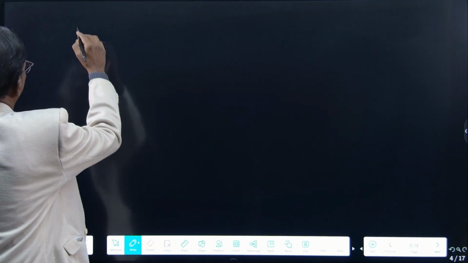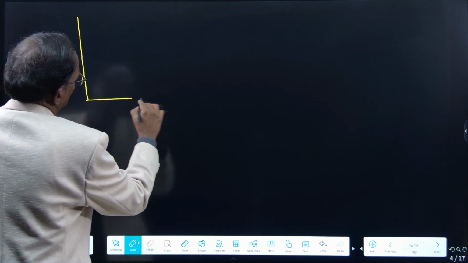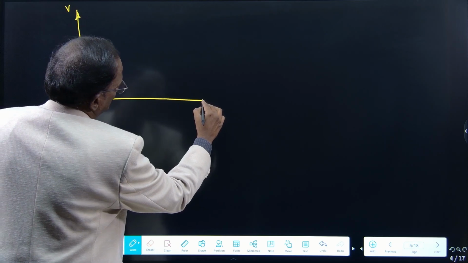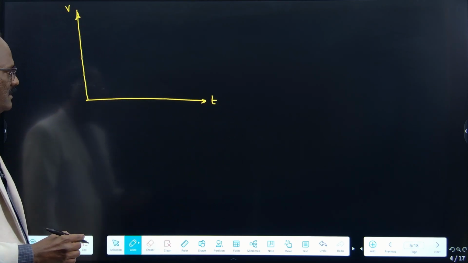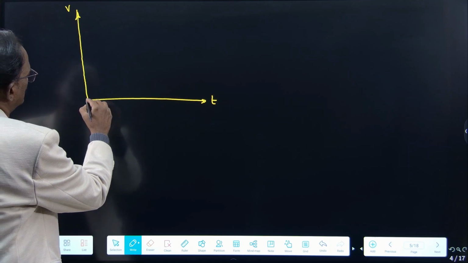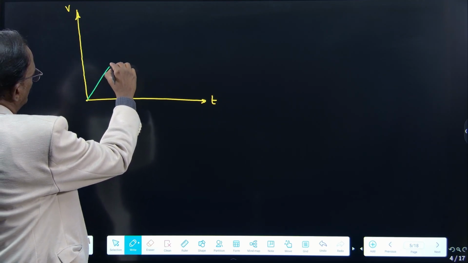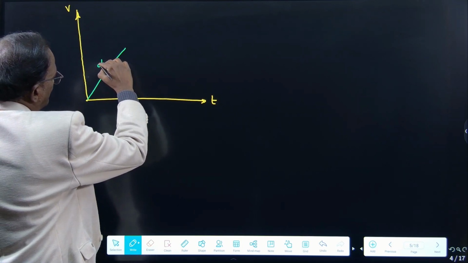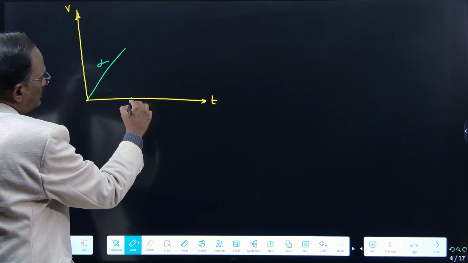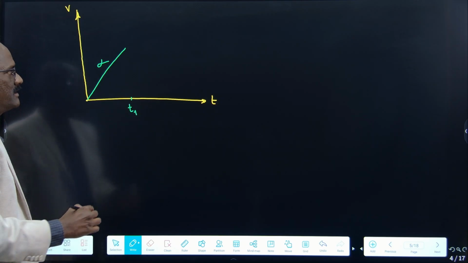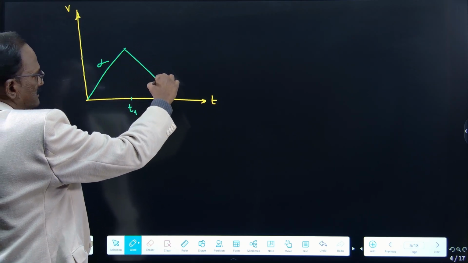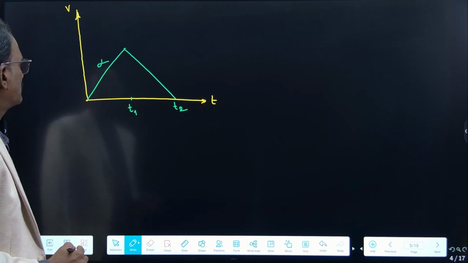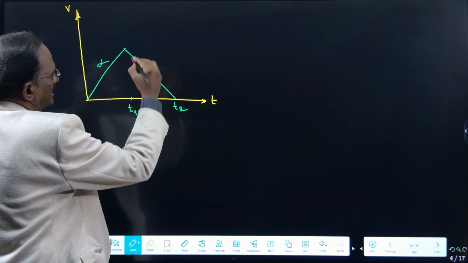So let me draw one graph, velocity versus time. This is velocity and this is time. A particle starts from 0, that is at rest, and its velocity increases because of some acceleration up to some time interval, say t1 seconds, then it starts decreasing. This is t2 seconds. This is because of deceleration.